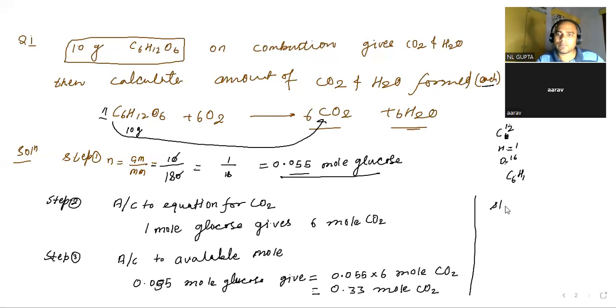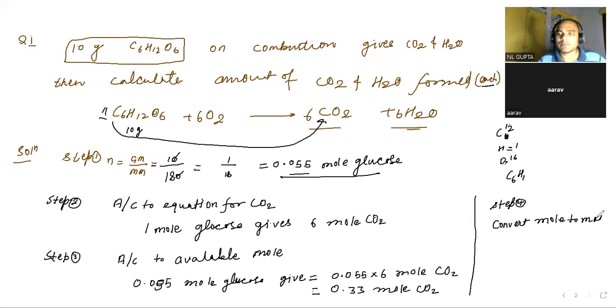Now step number 4. If you go to step number 4, Arav, what is step number 4? Can you guess? See in your notes. Convert mole into amount, right? Convert mole into amount. Mole to mass, that is amount.